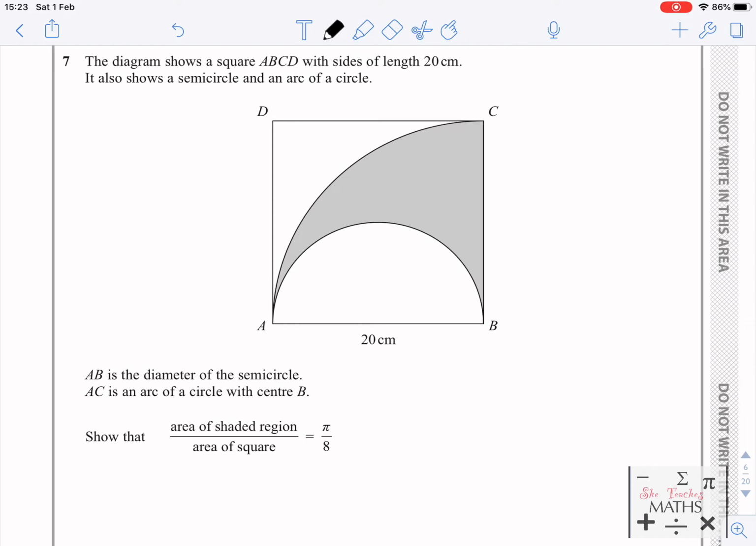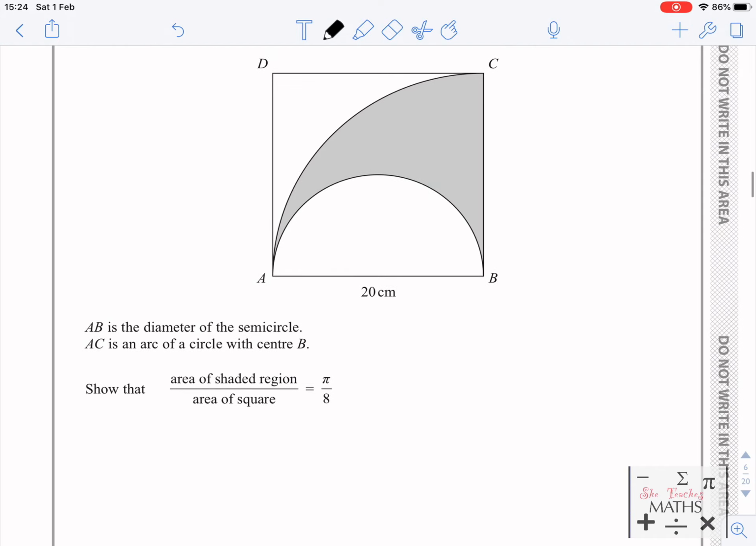Okay, next question. The diagram shows a square ABCD with sides of length 20 centimeters. It also shows a semicircle and an arc of a circle. AB is the diameter of the semicircle and AC is an arc of a circle with centre B. Show that area of the shaded region divided by the area of the entire square is pi over 8.